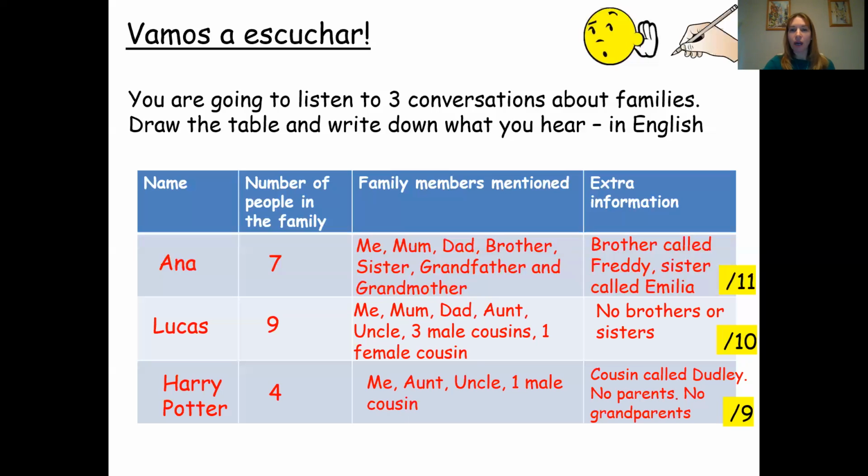So each family member or extra piece of information counts for 1 point. So overall, give yourself a score out of 30. If you got over 20, well done. You're doing quite well with that.